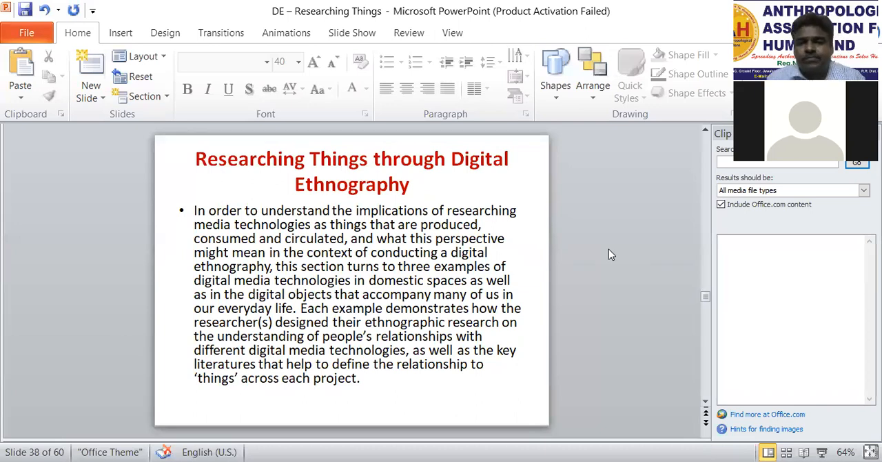In order to research things through digital ethnography. Finally, we are coming to discuss the literature on researching things through digital ethnography.